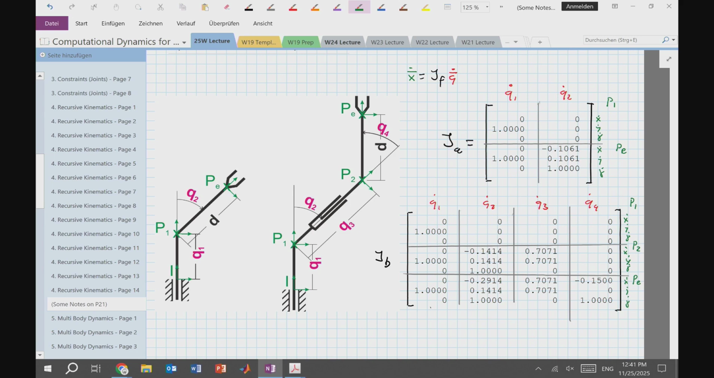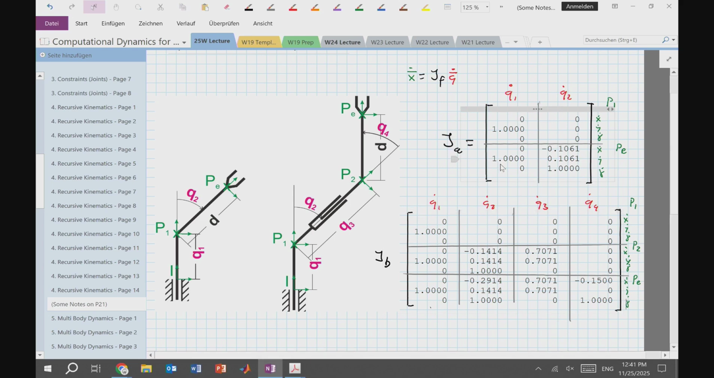We will later stack Jacobians on top of each other and we'll separate them. If I ask you what's the Jacobian of this body P1, you would see immediately that it's just the first 3 rows. If I'm just interested in the motion of the end effector, I could take the Jacobian and extract the bottom 3 rows, and I would get the information about the end effector.